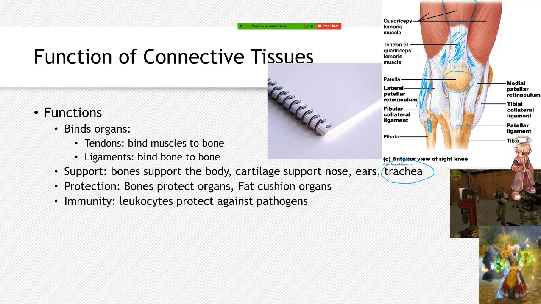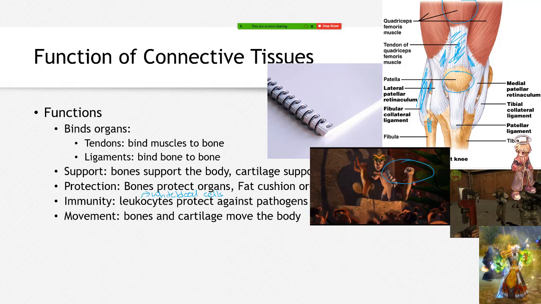Another function is immune purposes. Some of our tissue, especially blood, will have leukocytes. Leukocytes is another fancy word for white blood cells, and they help protect us from pathogens, from being invaded by other organisms.